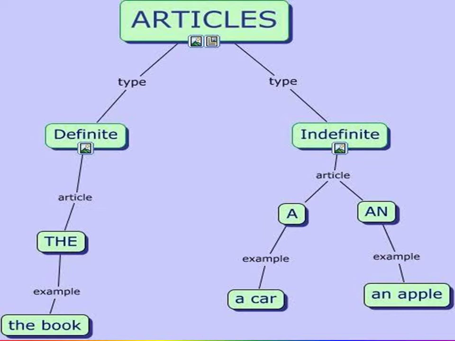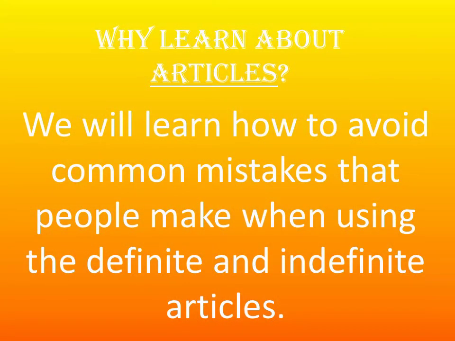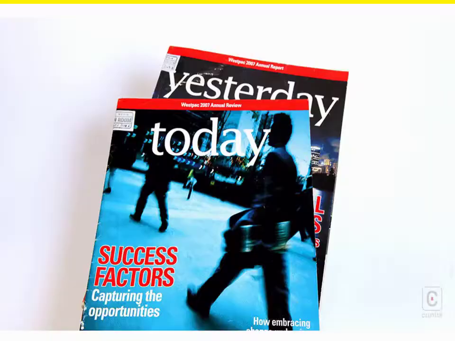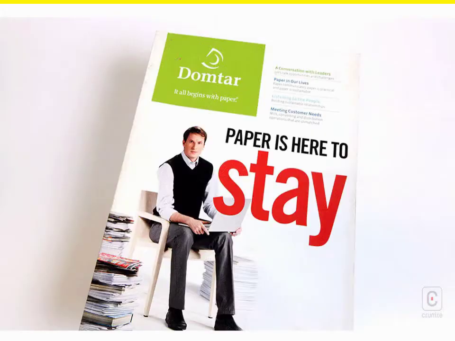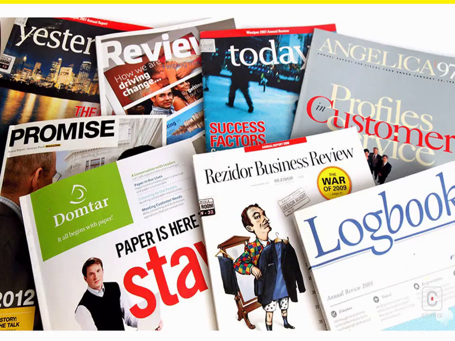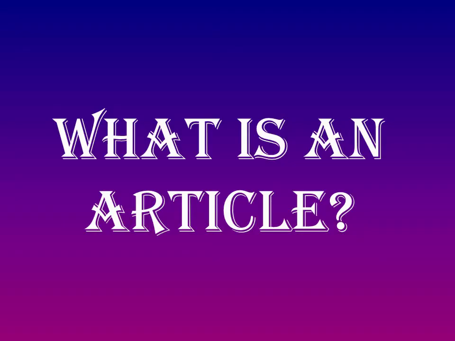But don't worry about that, because in this lesson we shall learn how to avoid the common mistakes that people make when using the definite and indefinite articles in expressions. And please, when I talk of article in English grammar, it has nothing to do with magazine or newspaper articles that we read or write. It's completely different. So now we ask, what is an article in grammar, of course?